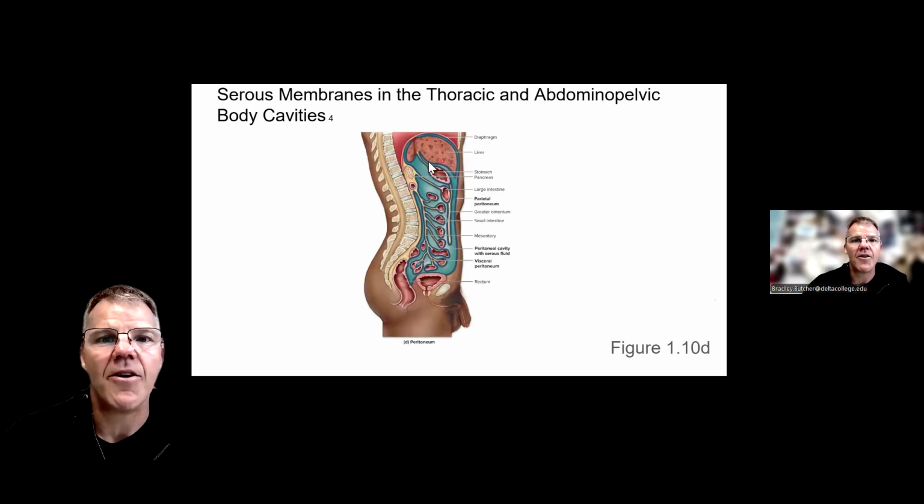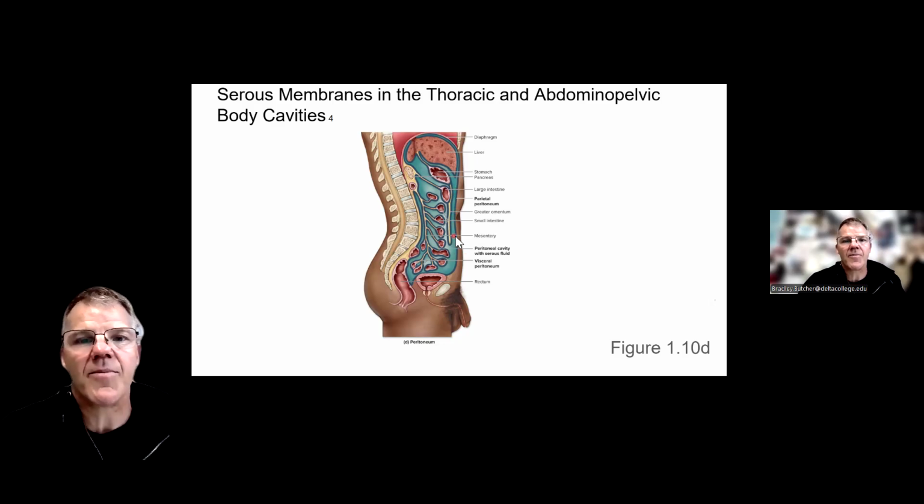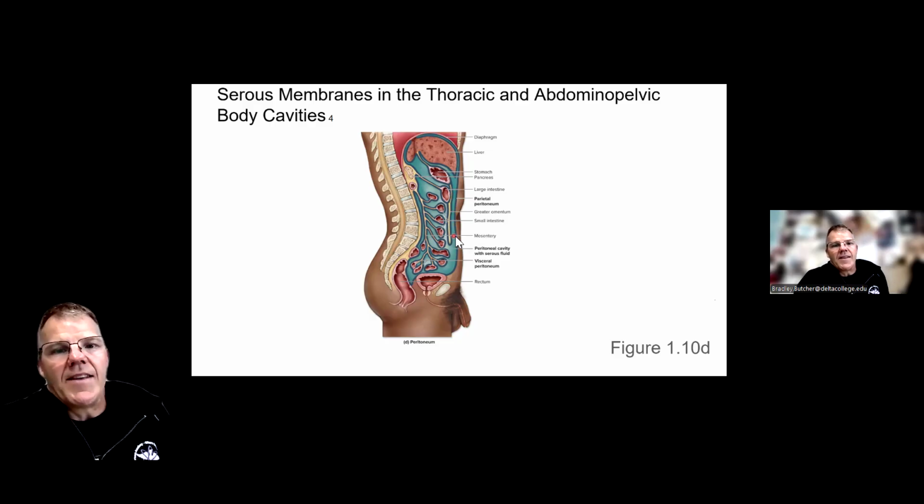Okay, again, we have all these organs in the abdominal pelvic cavity. You have that outer parietal peritoneum. You have the inner visceral peritoneum right up along those organs. And then in between there, you have that serous membrane, the serous space right inside there.